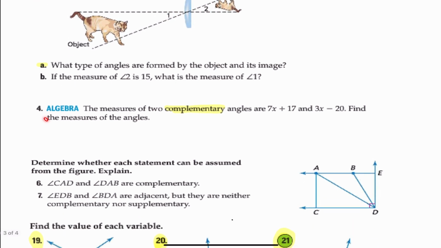Okay? Number 4, the measures of two complementary angles are 7x plus 17 and 3x minus 20. Find the measures of the angles. Well, if we're talking about complementary angles, what does that mean? You add those two angles up and set it equal to 90. Solve for x and then plug them in there.